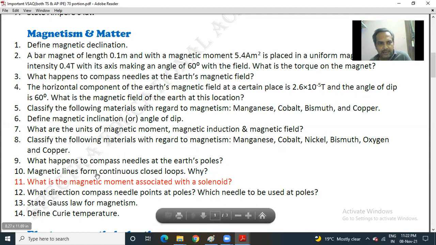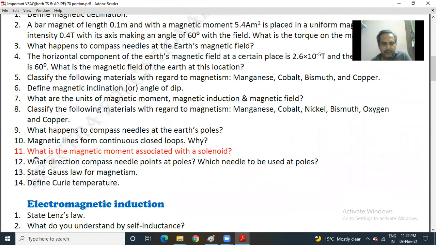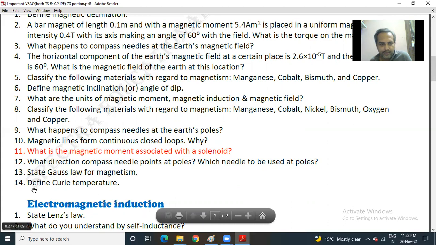10. Magnetic lines form continuous closed loops. So why? Even this is also deleted. 11. What is the magnetic moment associated with a solenoid? 12. What direction does a compass needle point at poles? Which needle is to be used at poles? 13. State Gauss law for magnetism. 14. Define Curie temperature.